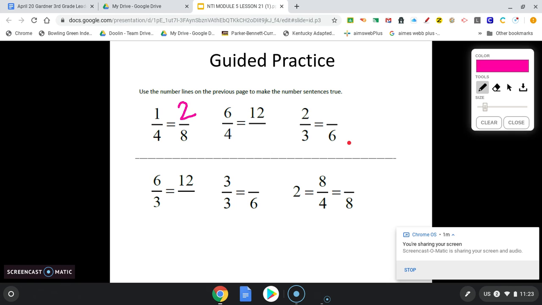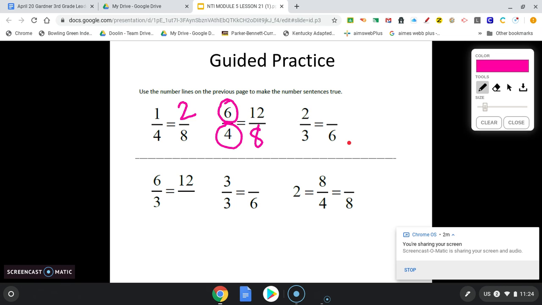Now let's look at 6/4. If you have 6/4, look, 6 is doubled, and that's 12, so we can double the 4, and that would be 8. 6/4 is equivalent to 12/8. But look back at those number lines on the video that we just did, and you can see that.